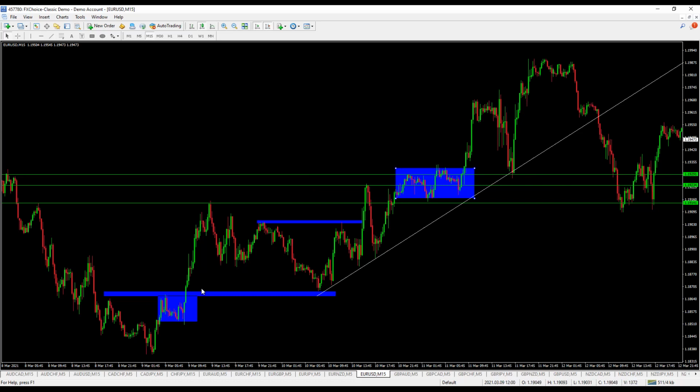You can wait for a pullback. Now, price will not always pull back exactly to the point, but you want to wait for a pullback. It went up, then you had this candle, it went up again, it pushed back down, but it closed here and it stayed above.